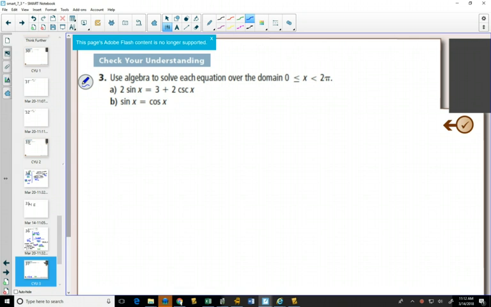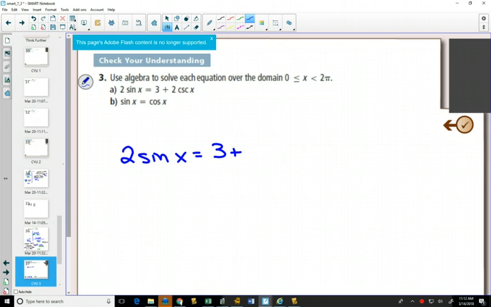We're going to look at this equation and say, is there a way that I can write this equation using only sine? Because right now I have sine and I have cosecant. Well, what could I change cosecant to? I could change cosecant to 1 over sine. And then this equation would all be in sine.